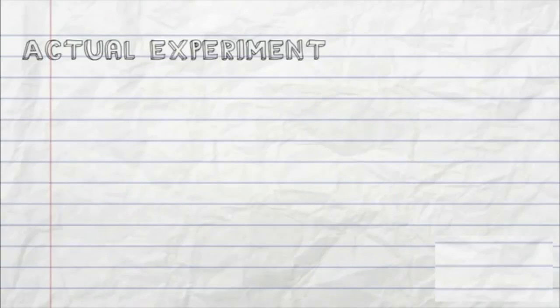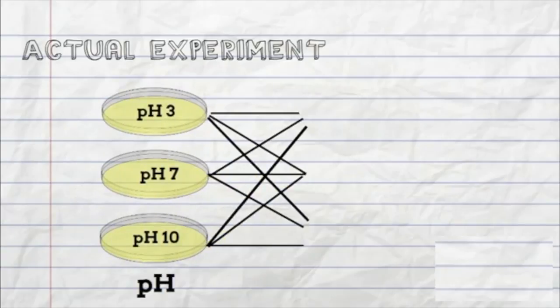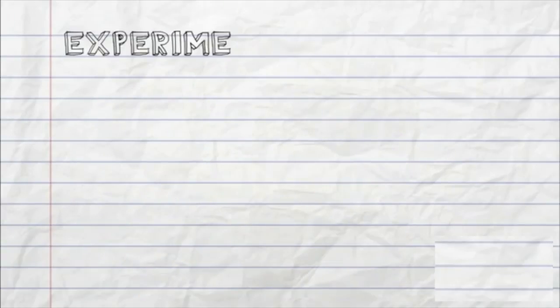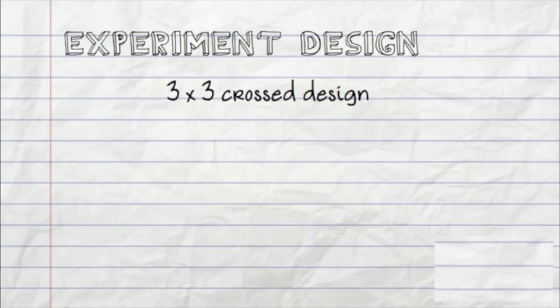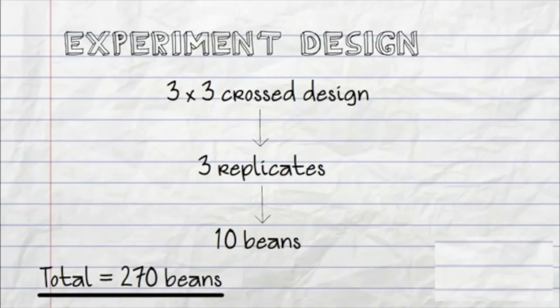In the experiment, we will divide the mung beans into 9 groups or cells, with each pH crossing with each salinity. Therefore, they are in a 3x3 crossed design. Each cross will then have 3 replicates, with each replicate containing 10 beans. In total, 270 beans are utilized.